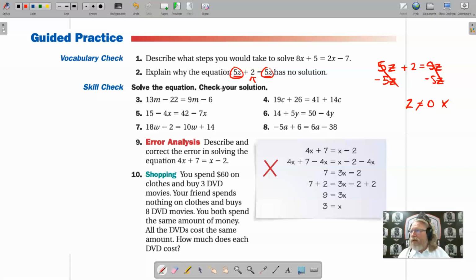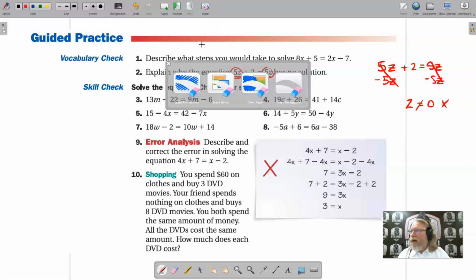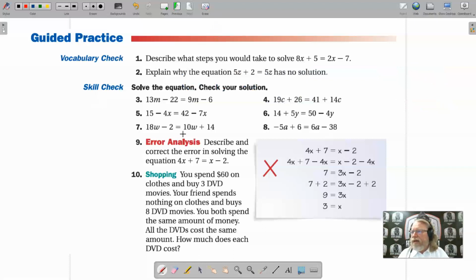Let's look at a couple of them here in the skill check area. Let's pick, I don't know, let's pick 5 and 6. Let's go ahead and work out 5. We have 15 minus 4x equals 42 minus 7x. So it looks like I have a choice of either adding 4x to each side or adding 7x to each side. Well, let me add 4.